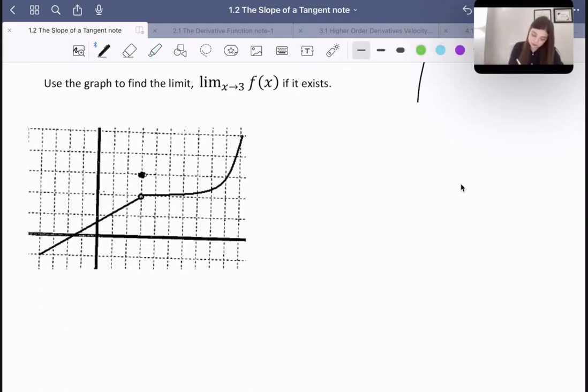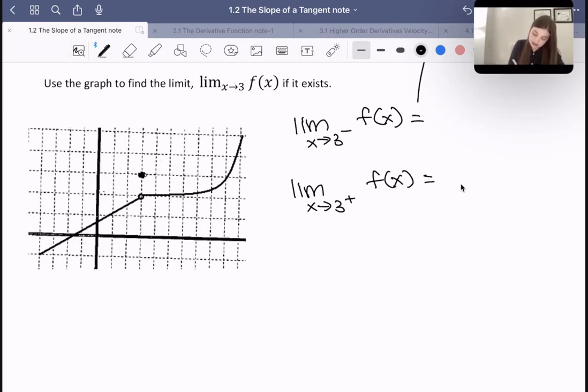Let's first look for the left-hand limit. So the limit as x approaches 3 from the left of f of x equals. And then let's test the limit as x approaches 3 from the right, and let's see if they're the same. So let's first approach from the left going towards the right.